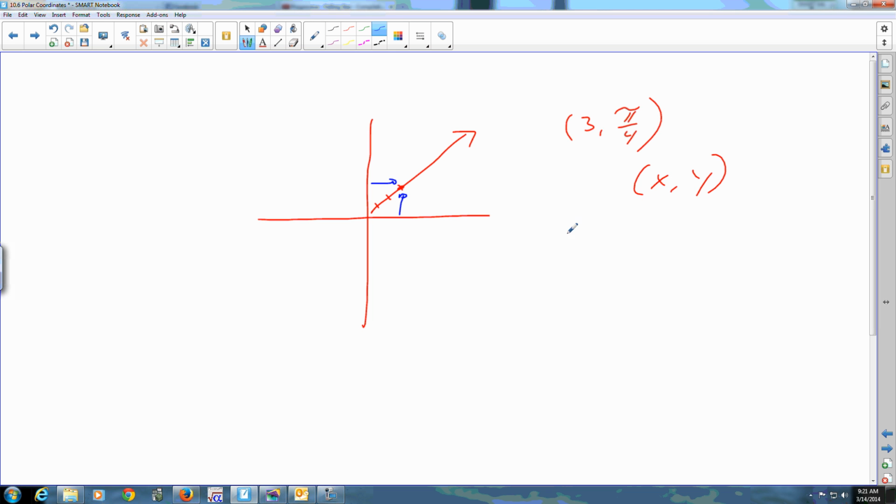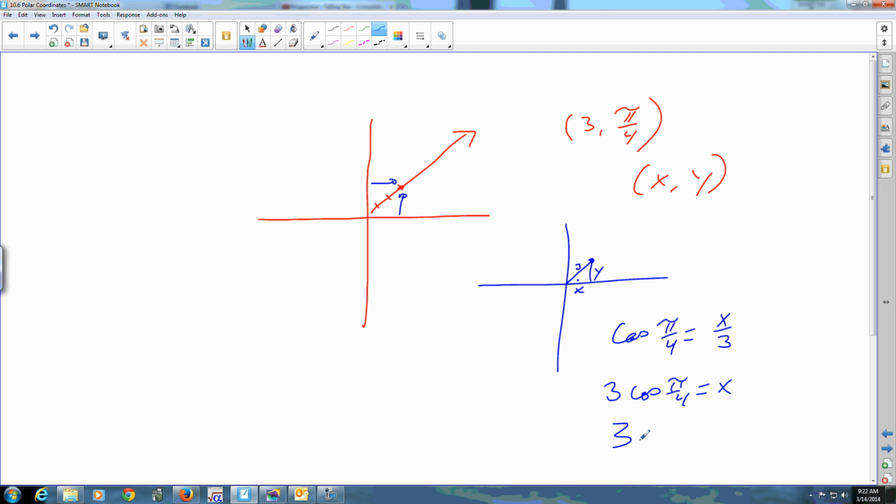Well, if we just draw a triangle here, so we're 3 units out and at 45 degrees. If you draw a triangle here, this leg is your x, that leg is your y, and this angle in there is pi over 4. Well, if you want the adjacent, that's cosine. Cosine of pi over 4 equals your x value over 3. Multiply both sides by 3, and I have 3 cosine pi over 4 is x. And we know cosine of pi over 4 is square root of 2 over 2. So I have 3 square root of 2 over 2.